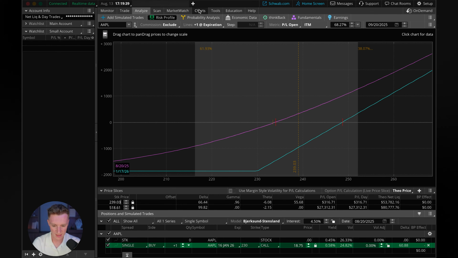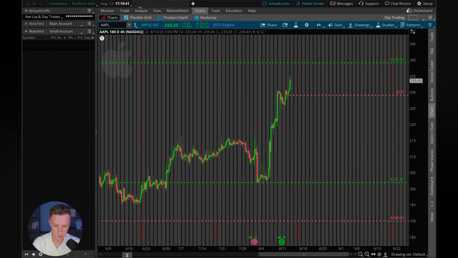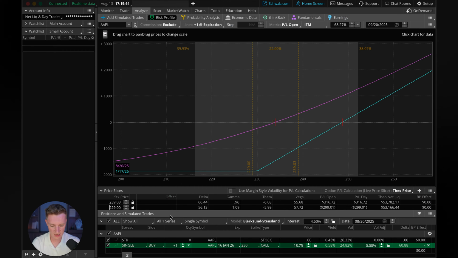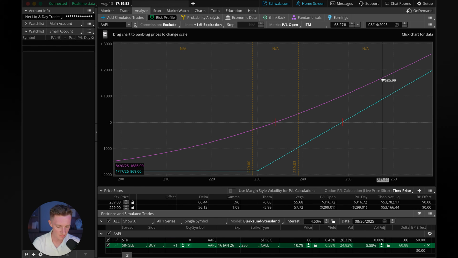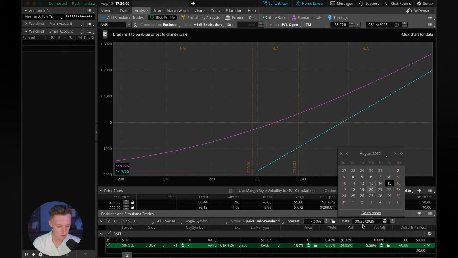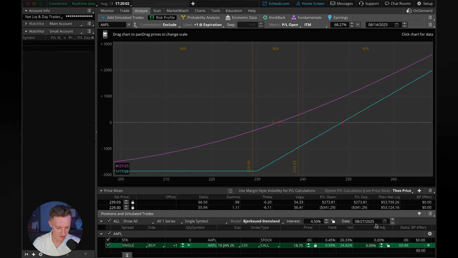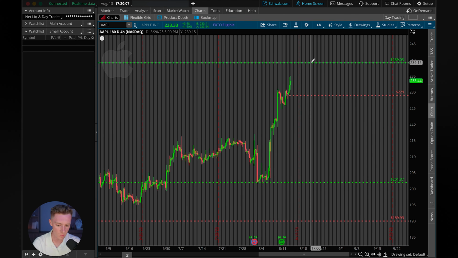So 239.03, and our stop loss of 229. And let's say tomorrow, it is August 14th. That would be tomorrow. We bought these contracts at $18.75. And on August 27th, we're going to sell those contracts for a win or a loss.